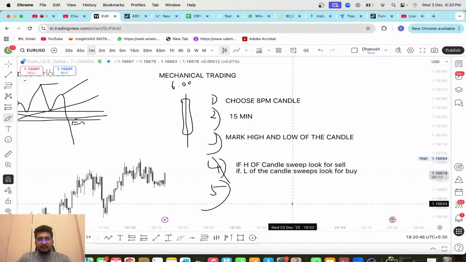Buyers and sellers momentum. Cool. A sharp V-shaped recovery. Yeah, exactly.